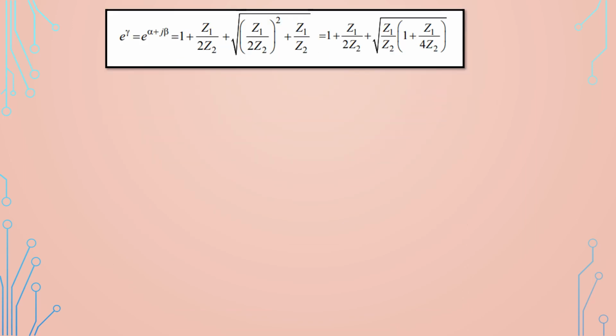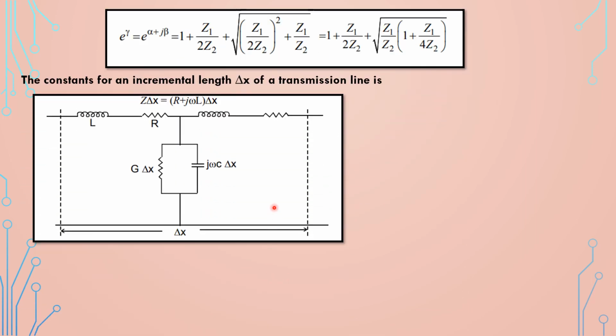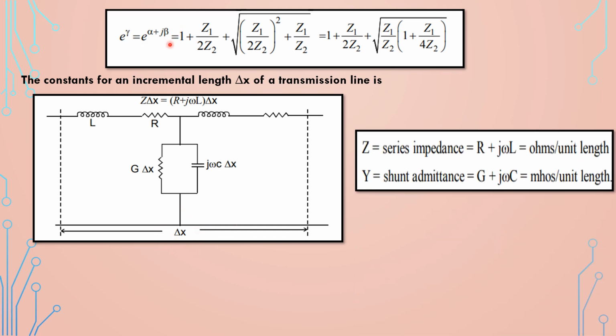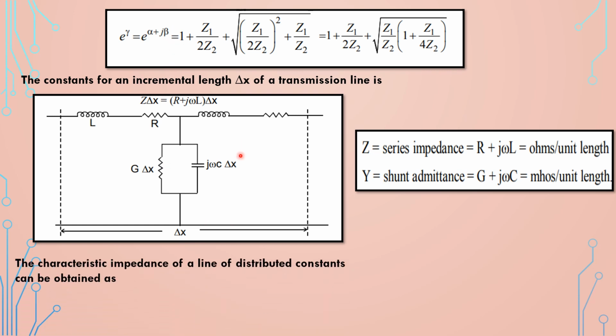Next comes the gamma value. That is, we are going to find out what gamma is in terms of series arm impedance and shunt arm admittance. For that, we'll be considering an incremental length del x. So one section, I'm just considering as an incremental length, and I'm denoting that length as del x. For this transmission line, we can write the binomial theorem.